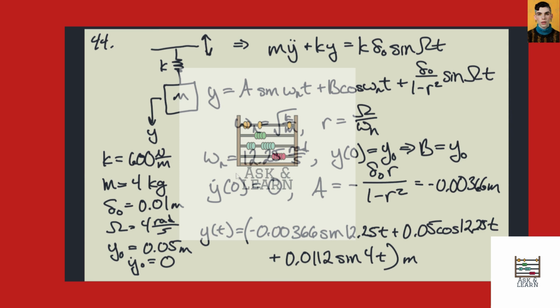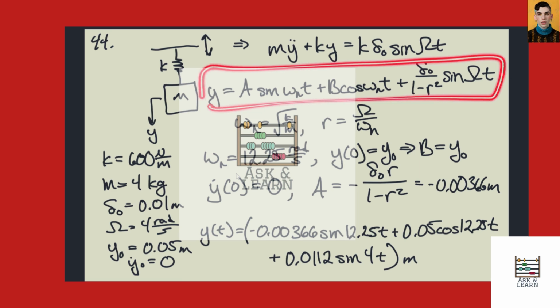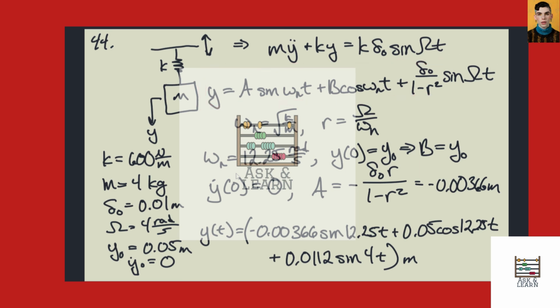So again, we have a block suspended from a ceiling or a base that's moving up and down, and the block is responding to that by moving itself. In this case, we have the exact same situation as in the previous problem. So our equation of motion is exactly the same, and our solution is exactly the same. Now in this case, again, we have some initial displacement and no initial velocity.